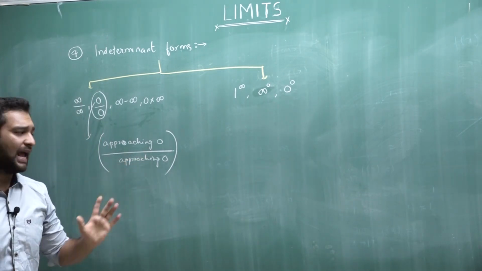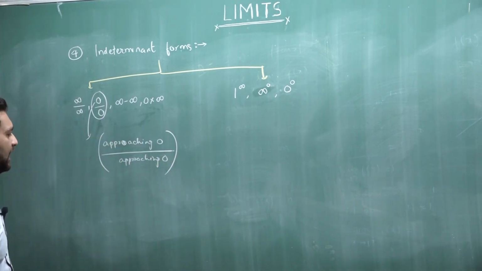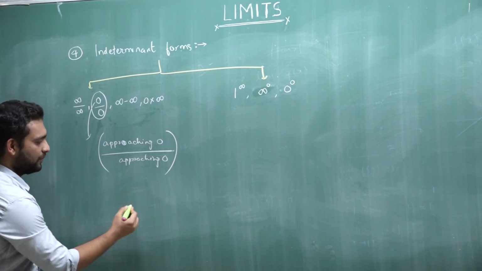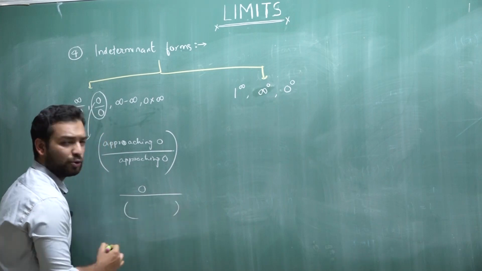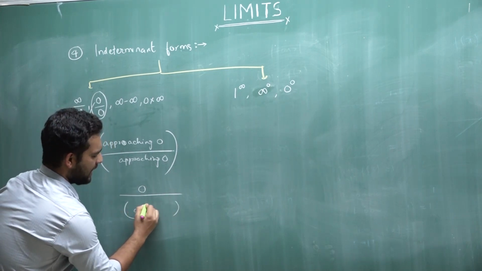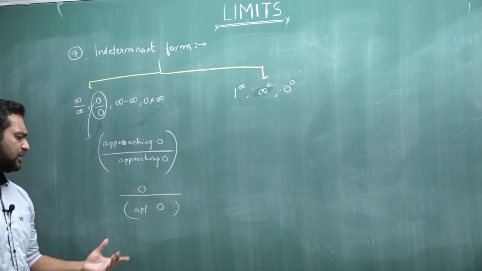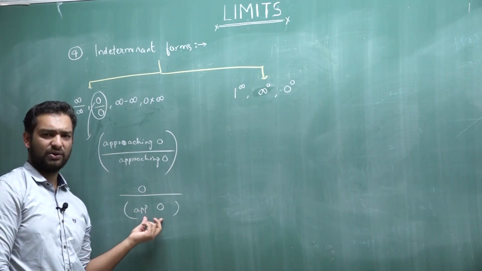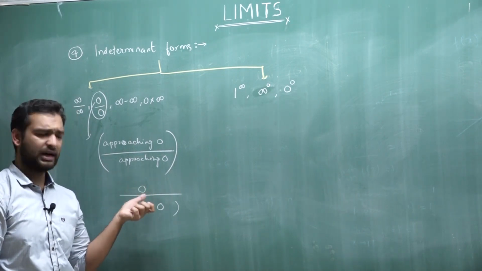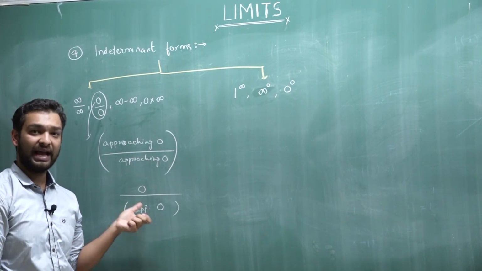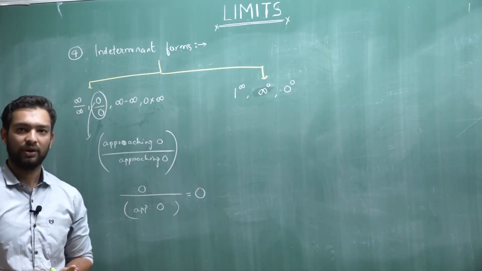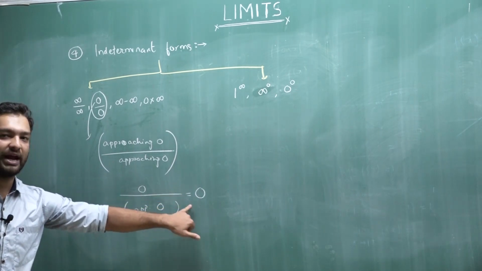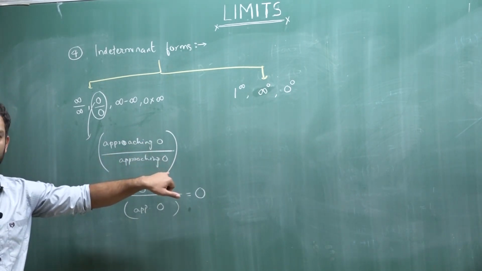What happens when any of them is exactly 0 is, let's say the denominator is exactly 0 divided by some value which is approaching 0. This is not exactly 0, hence the function will still be defined and will be exactly equal to 0. This will be exactly equal to 0 and not an indeterminate form.